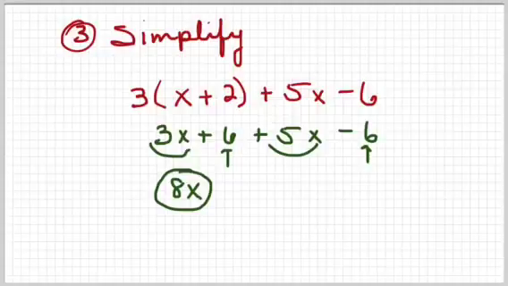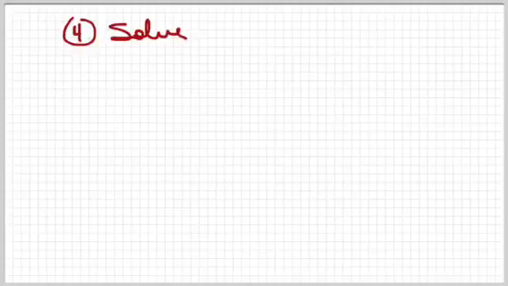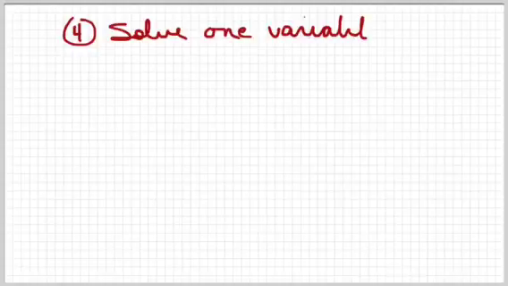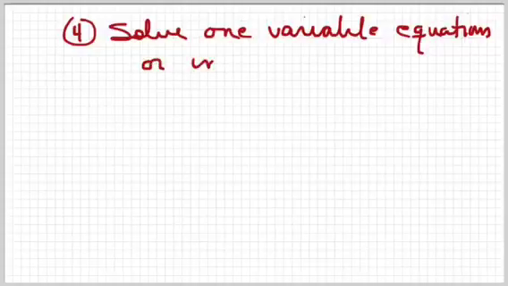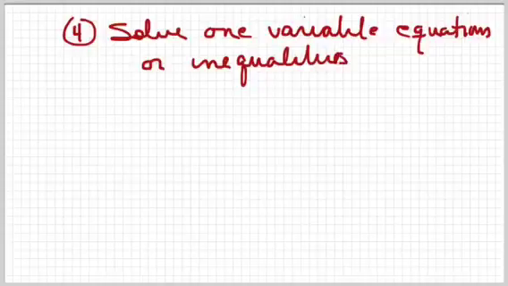Next basically is solving one variable inequalities and equations. So that would be 4. Solve one variable equations, and they could have inequalities, and this is with or without absolute values.